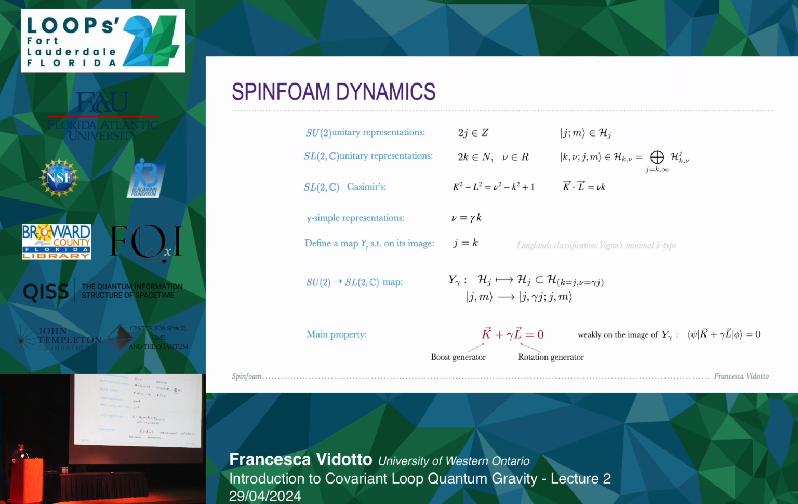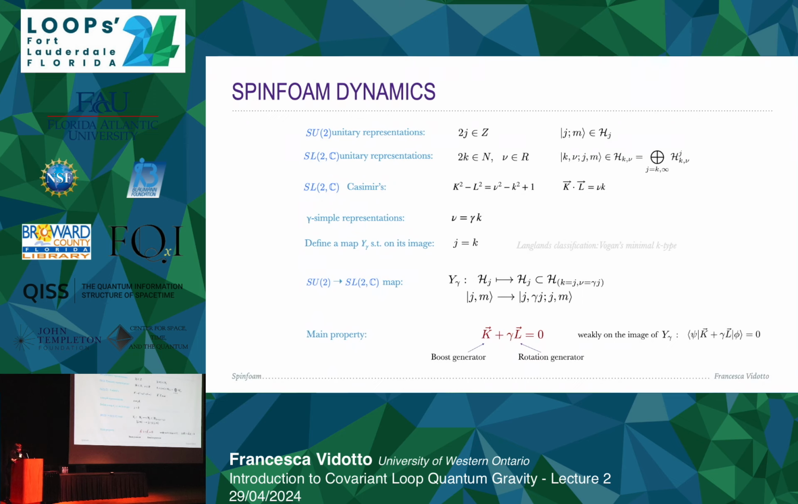Okay, so next thing. What are the Casimirs of SL2C? I have not one, but two Casimirs. These Casimirs are given by k squared minus L squared and by k times L, that are related to the quantum numbers in this way. And because of these Casimirs, I have two things that happen.